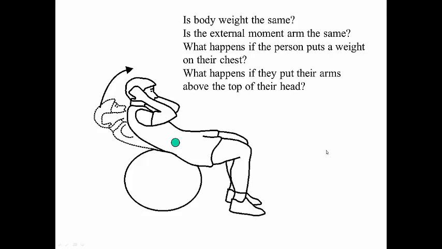What happens if the person puts a weight on their chest? Well, that increases the external force. That's pretty much a no-brainer. But what if you didn't have a weight and you wanted to make this exercise more difficult for someone? Then the only thing you have to manipulate is your external moment arm. You can change that by putting their hands or arms above the top of their head and extending the external moment arm, which will make the external torque greater.